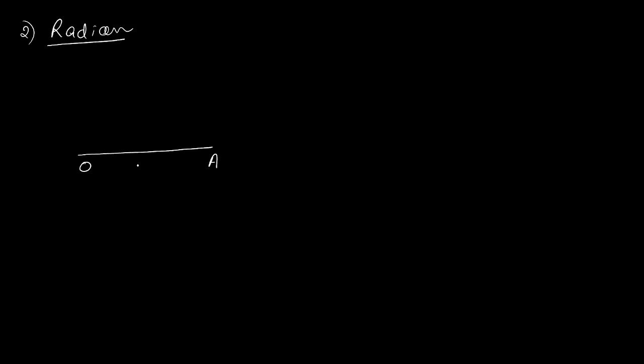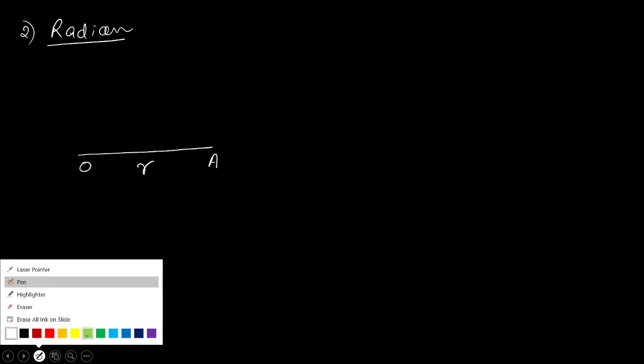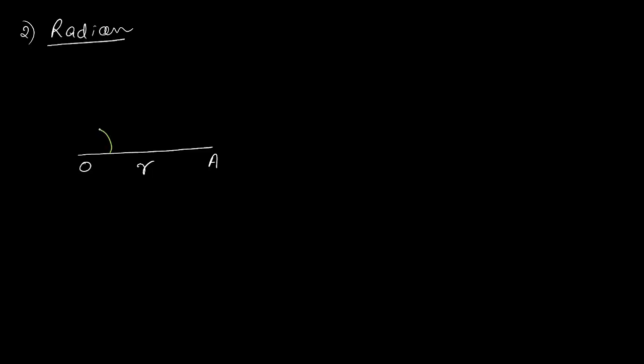Suppose OA has a length r. Let us assume that OA has length r. Suppose it is rotated through some angle, and the new position of OA is, let it be OB.